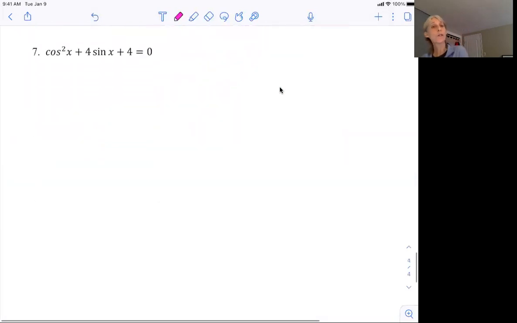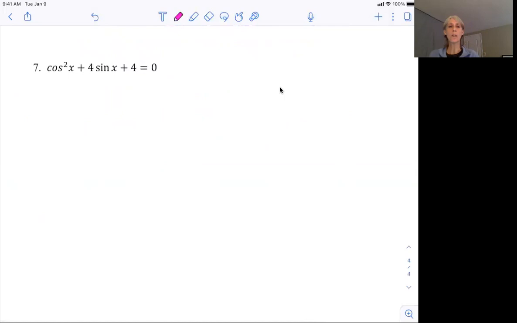Now to end today, let's jump to a more difficult type of equation. When I look at this, I see cosine squared x plus 4 sine x plus 4 equals 0. In order to solve this, I'm dealing with a quadratic, so I need to get everything in terms of one trig function value. How can I do that? I use my Pythagorean identity: sine squared plus cosine squared equals 1. So I can rewrite cosine squared as 1 minus sine squared x.